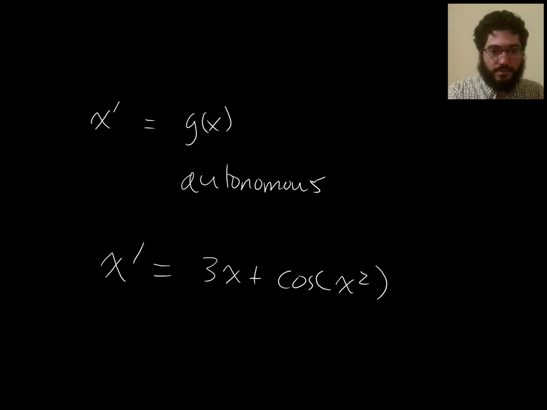Now, notice that I'm not saying there's no time dependence. There's time dependence because these are functions of t, right? X is x of t. So the right-hand side still depends on time. I'm just saying it does not explicitly depend on time. It only depends on time via x, through x's dependence on time. So that's what's meant by autonomous differential equation.